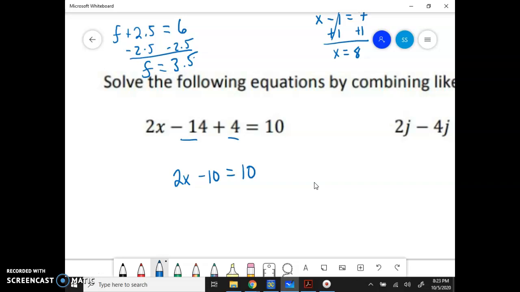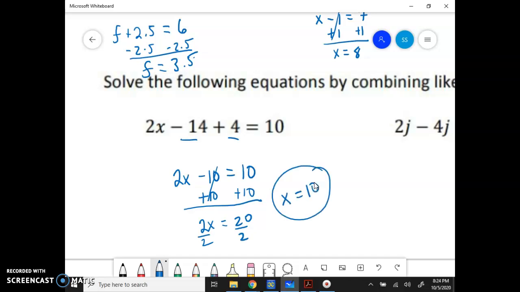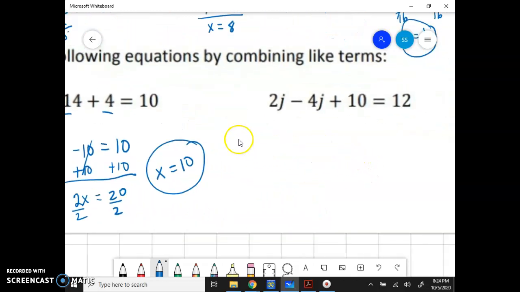All right, so now I have a two-step equation. I've got subtraction and division. I want to go ahead and go in reverse order. Another way to look at it would be I don't want to mess with this 2x until that's all I have left. So I want to get rid of this negative 10, and I'm going to do so by adding 10. Add 10 on this side. I'm left with 2x is equal to 20. And then just divide by 2, and I'm left with 1x is equal to 10. All right, moving on.